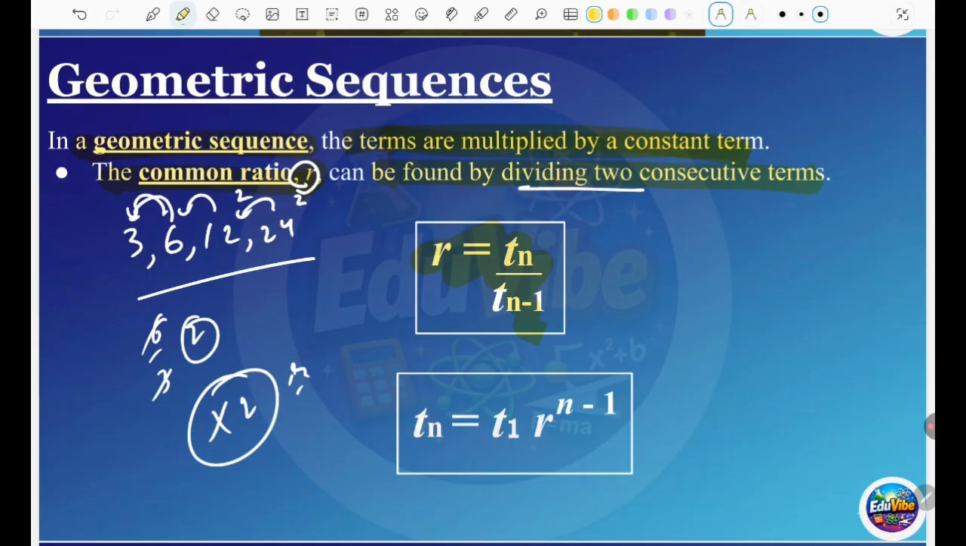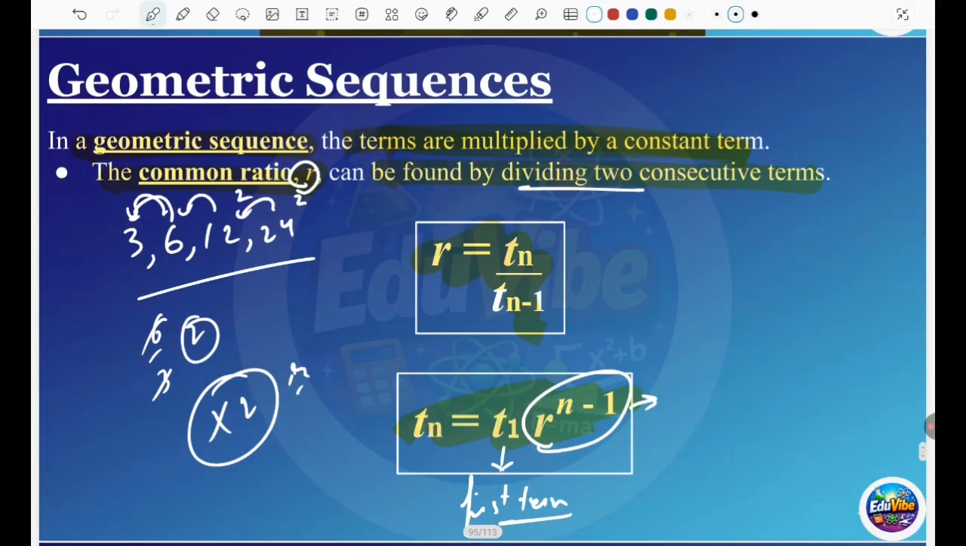This also has its own general term formula. Tn is equal to T1 times r raised to the power n minus 1. T1 is the first term of the geometric sequence, and r is your common ratio. We use n minus 1 because we want the power one lower than the number of the term. That's how the formula works, and it's the same as what we did in arithmetic sequences.